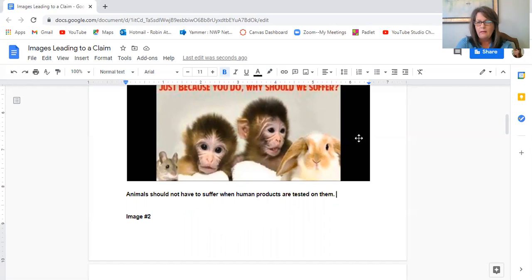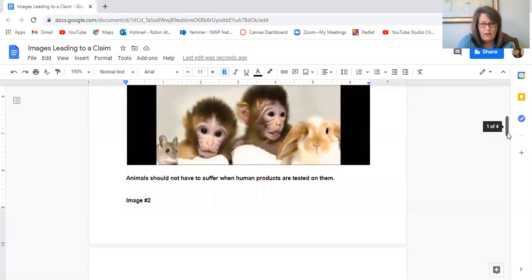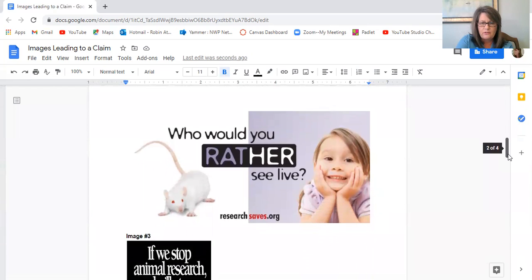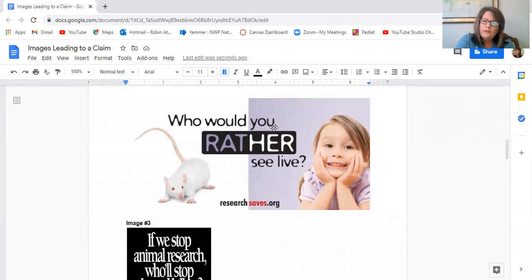Okay, so now the next day, or maybe in the same sitting, sometimes teachers like to just do a whole set of these in a day. It doesn't take very long. And so let's look at this next image. Who would you rather see live?